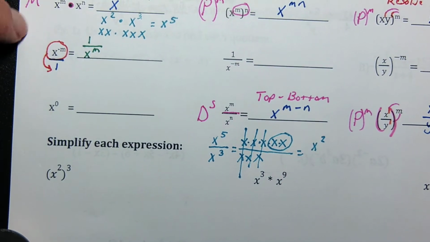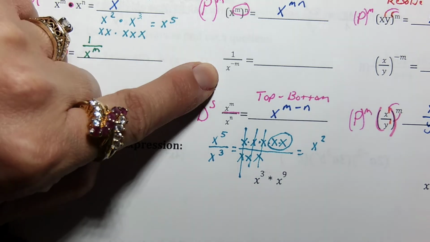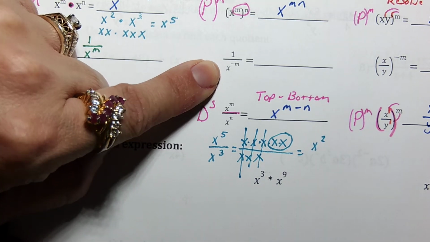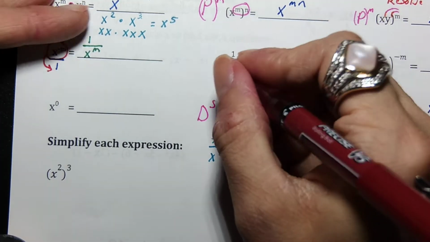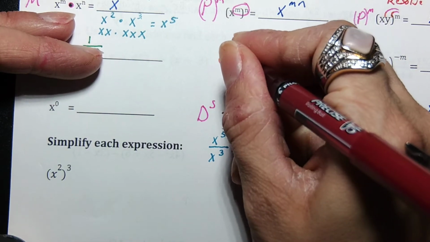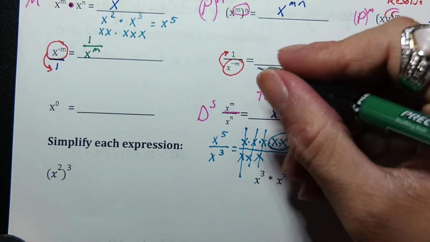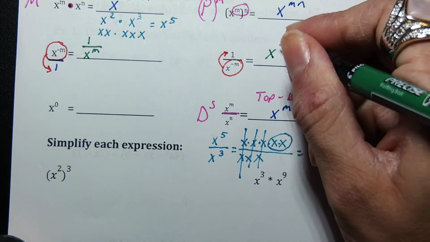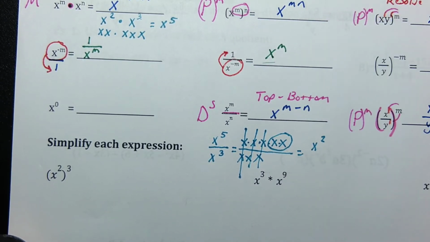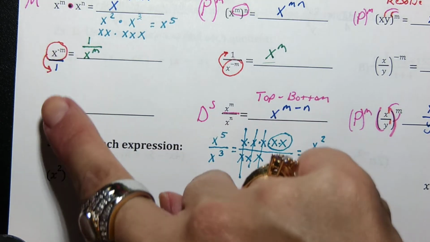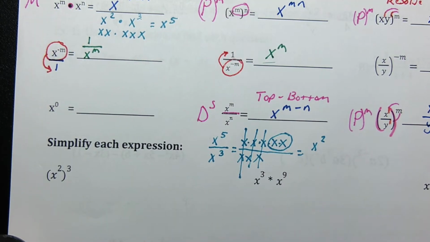So what if I have someone who's mad downstairs? Where do I send them to lose the attitude? Upstairs. So we're going to send this one to the top of the fraction to lose the attitude. So this becomes x to the m over 1 or just x to the m. So when we change its location, it loses the attitude.